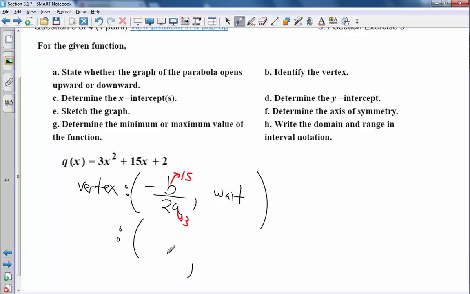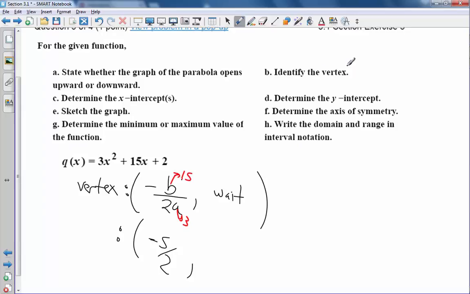15 over 2 times 3, which is 6, minus 15 over 6, but please reduce this. 15 and 6 both divisible by 3, so it is 5 over 2. On Friday, what was the answer for this? Should be the same. 5 over 2. I remember it being 5 over 2. Okay? That's the vertex.